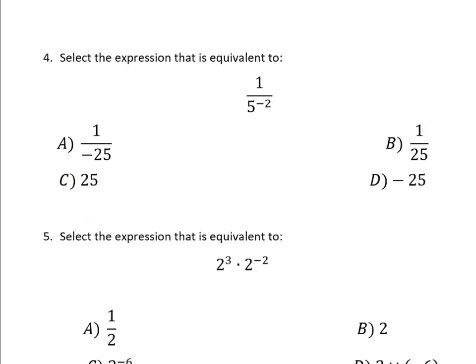Question number 4 also involves a negative exponent. So when you have negative exponents in the denominator, you just move it to the numerator and make the exponent positive. So it'd be 5 squared over 1. 5 squared is 25. Divided by 1 is just 25. So our answer here is C.